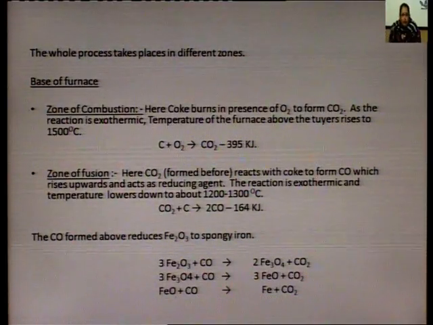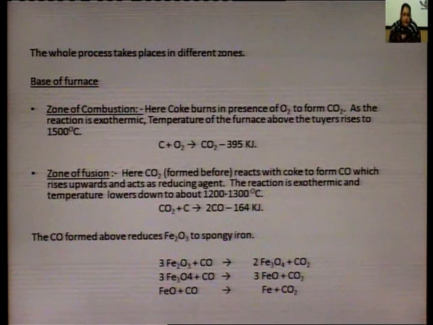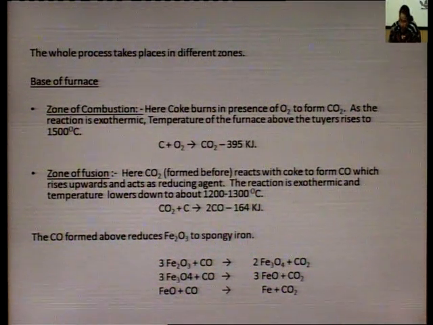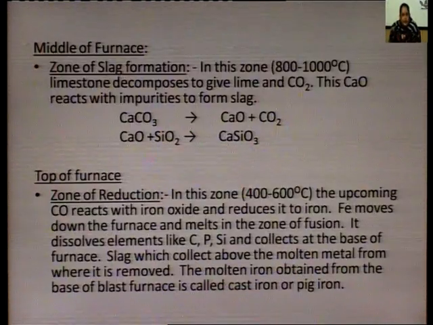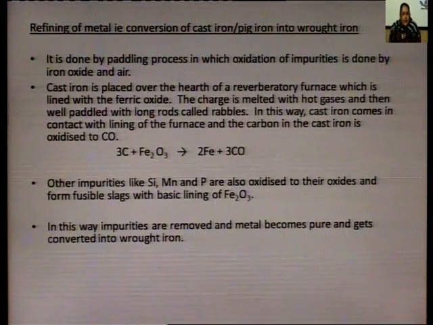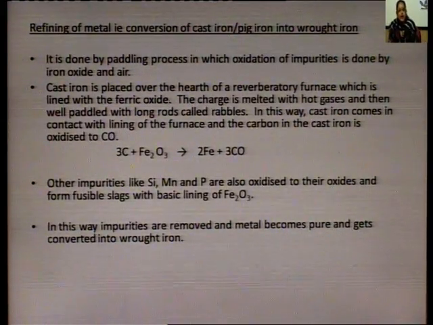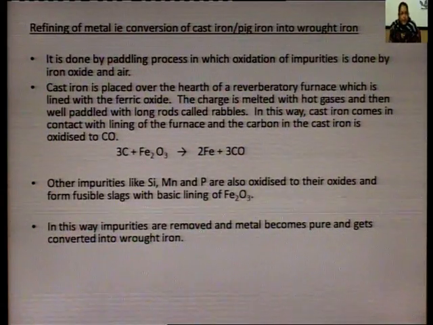As we said at the start of the topic, cast iron and pig iron are an impure form of iron and are always contaminated with impurities. So, the 5th step is the refining of the metal. What is this refining of metal?